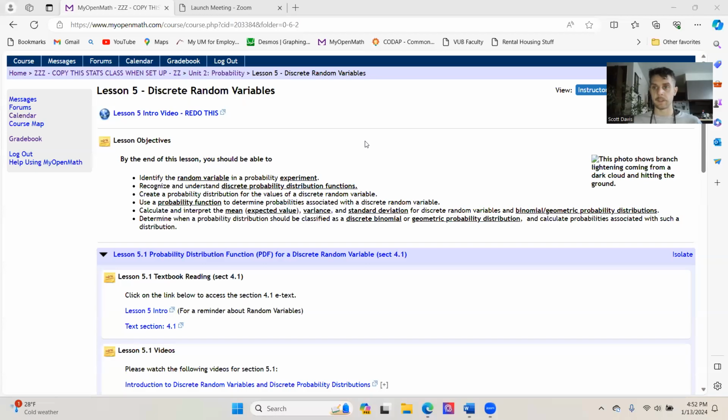Welcome to lesson 5. Lesson 5 is discrete random variables. So this is sort of a stepping stone into probability models.